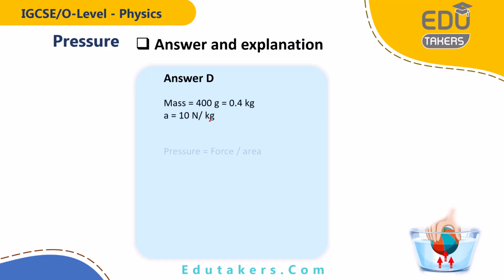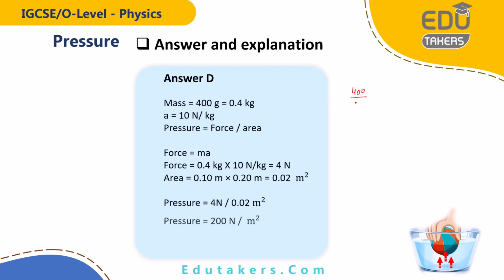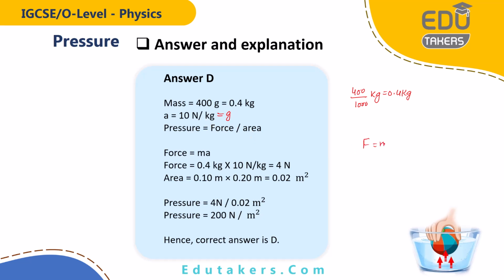Here you can see the mass is 400 gram and you need to convert it into kilogram. So I just write here 400 over 1000. To convert the mass into kilogram, you get 0.4 kilogram. Acceleration is given, which is equal to g and its value is 10 Newton per kilogram. You know that pressure is force per unit area, and according to Newton's second law of motion, F equals ma. Just put here the values of the mass and acceleration. Mass is 0.4 times acceleration is 10. You get the force, which comes to be 4 Newton.